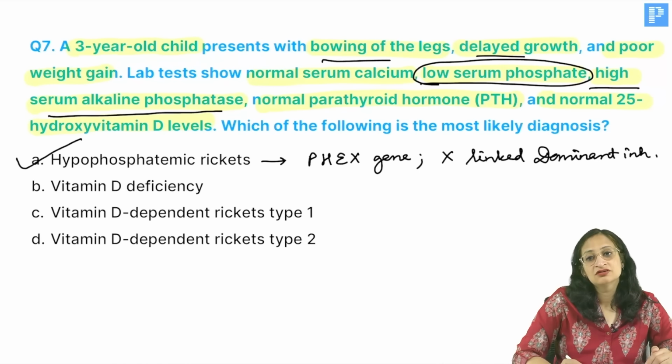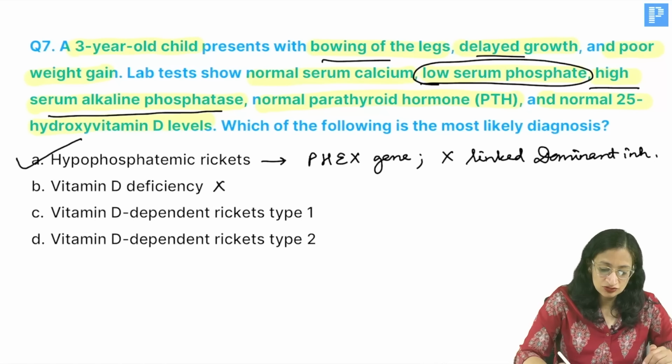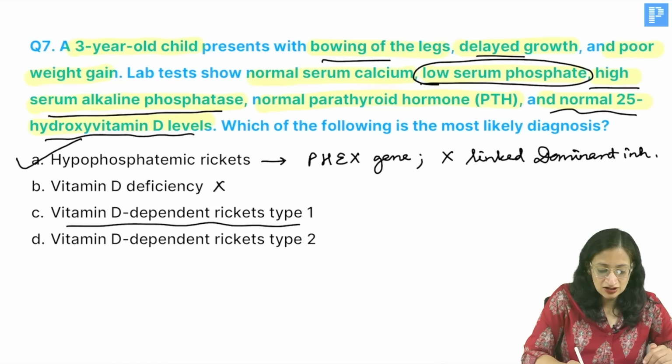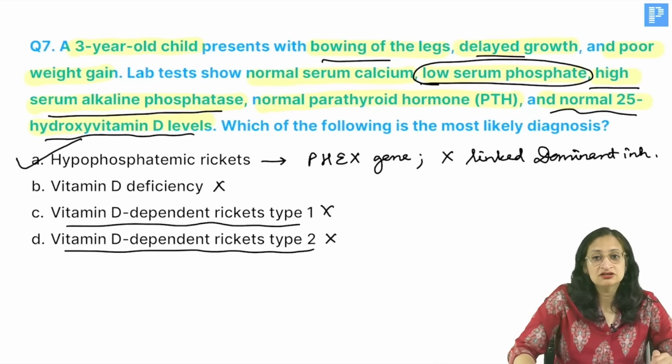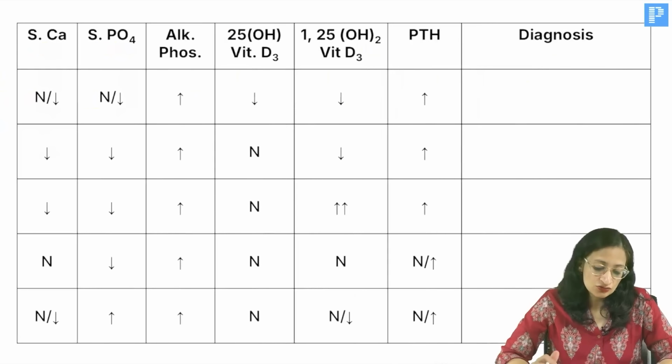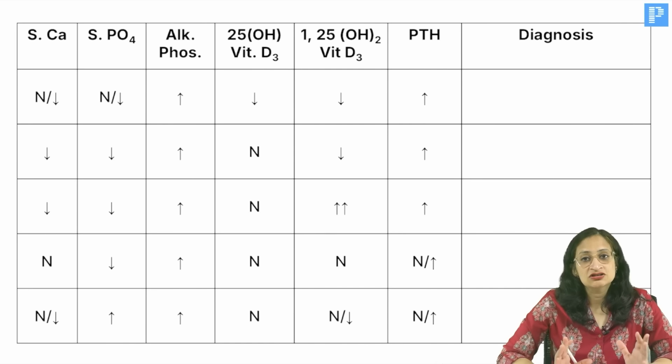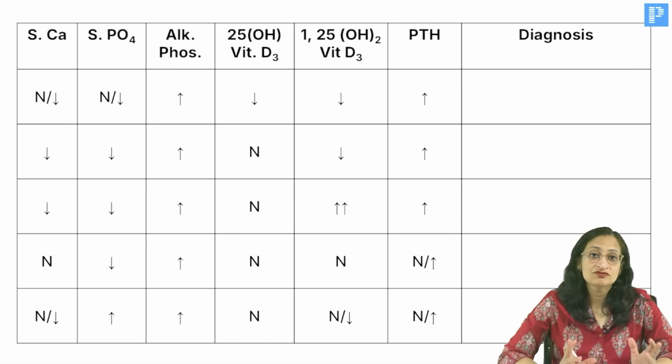Okay, right? Vitamin D deficiency is not the case here because the vitamin D levels are normal. Again, VDDR type 1 and type 2 are not the cases here. We'll see what features we get in these two disorders. So, in a case scenario of rickets, we get a varying combination of investigations. Looking at them, we can come to the diagnosis of why the rickets is there.